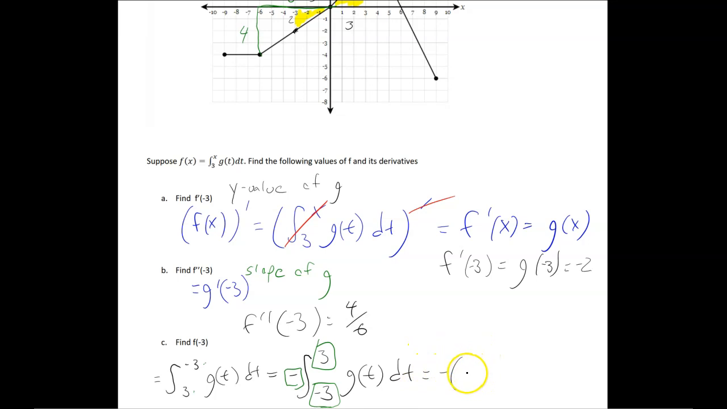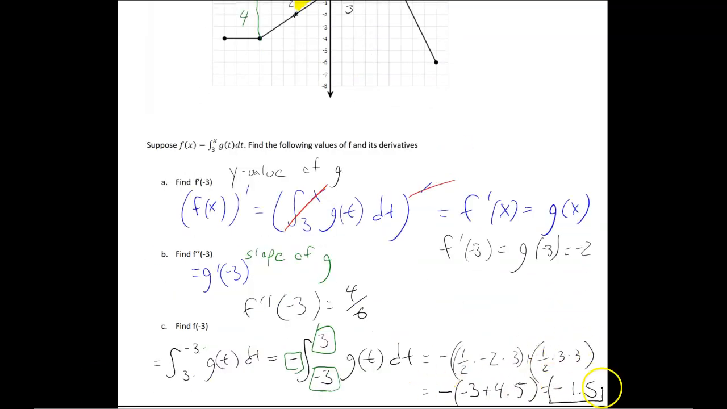My first triangle is going to be 1/2 times, my height there was -2 times 3. And then my second triangle, 3 times 3 times 1/2. And then I add those areas and I negate them. And again, that negative comes from flipping the limits of integration there.